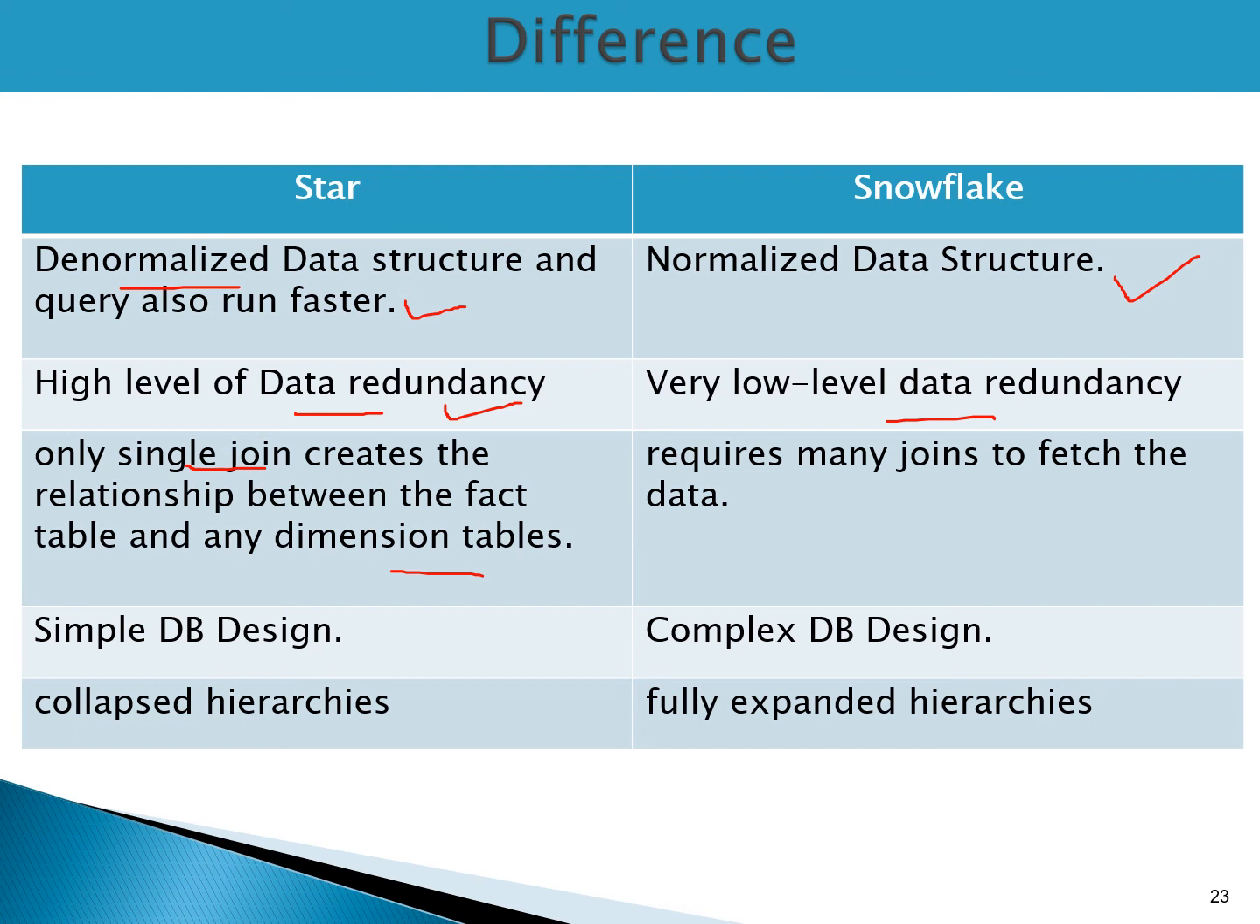Snowflake requires many joins to fetch the data, because now the number of tables is increased in this schema. So if you want to retrieve information from multiple tables, you may require joins. So star schema is simple as compared to this. In star schema, the hierarchies are collapsed, as I told you before, that all the attributes related to one dimension will be in one dimension table. And here, in Snowflake, the hierarchical information becomes visible.